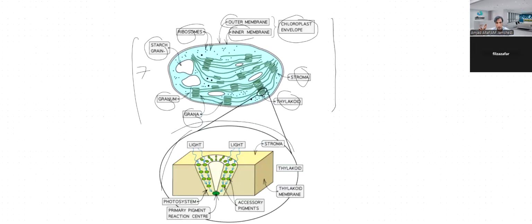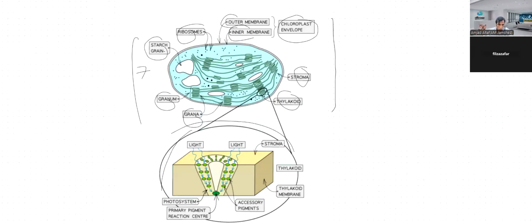Why is this starch grain present here? Because this is the subcellular structure that is undergoing photosynthesis. The glucose which is synthesized here is converted into starch, a storage form of it, right? The storage form of glucose in the plant body is starch. So that's why you can see these starch grains present inside of this chloroplast, right? Are you getting it? Yes.